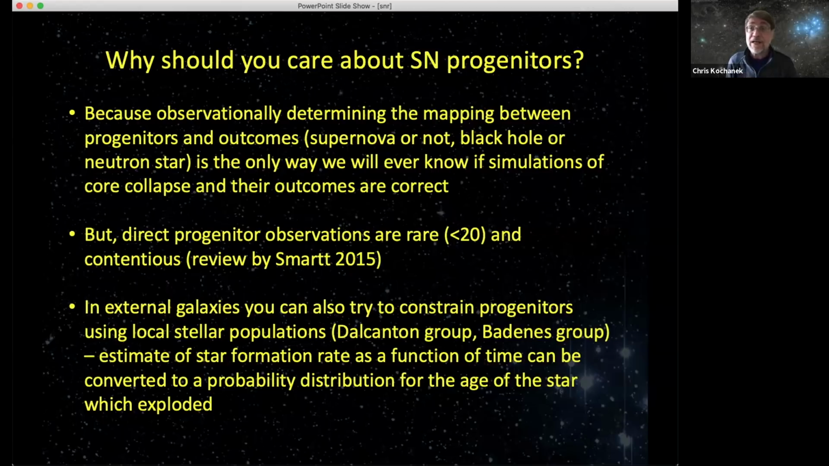The other thing you can try to do in external galaxies, and there are quite a few papers on this, is take a patch around an external supernova remnant or an external supernova, and analyze the stellar population to determine the local star formation history. The local star formation history as a function of time gives you a probability distribution for which star will explode, and so you can try to infer the masses of progenitors and then the mapping between stars and who explodes, more statistically.